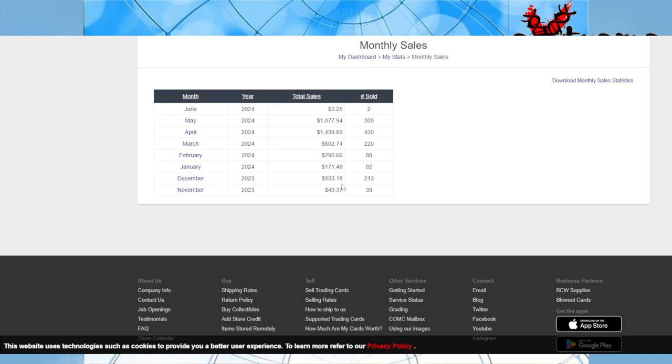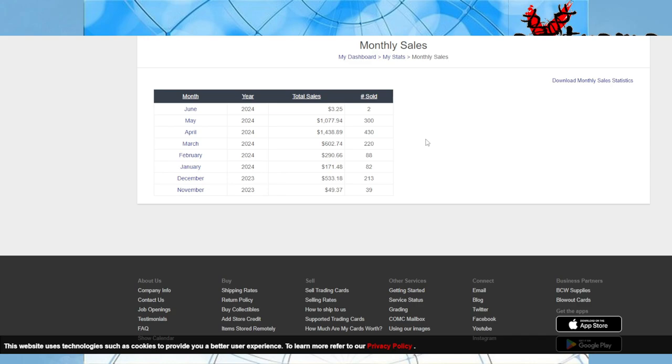So probably about $233 was roughly that month there. $171 in January. We started seeing stuff where it started getting up to $290, $602. $1,400 last month. This month for May, $1,077.94. 300 cards were sold. So we're looking a little over, I think it was like $320 a card. Let me just do the math again here. I had it up and I forgot to write it down offhand. Oops, hit the wrong button. So $359 a card. So not bad, $3.59 a card on average.